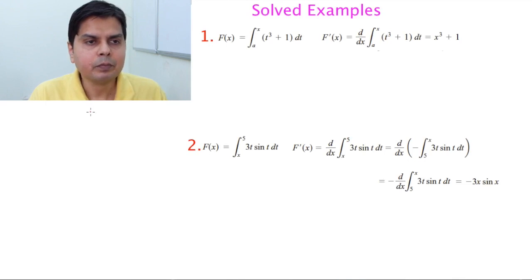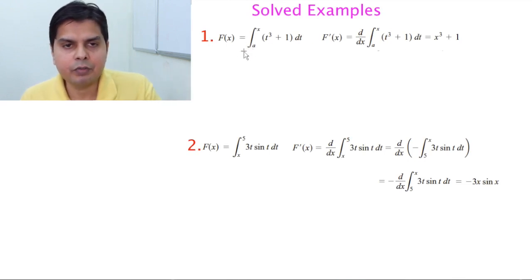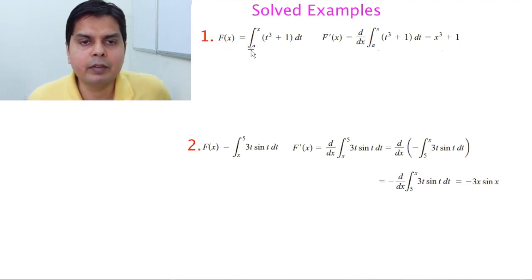Now let's see some solved examples of how to use the first part for finding the differentiation of integral functions. Suppose I am given f(x) equal to the integral from a to x of t cube plus 1 dt. What will be f prime of x? For differentiation using the first part of the fundamental theorem, t cube plus 1 will become x cube plus 1. So this is very simple. f prime of x is equal to x cube plus 1.